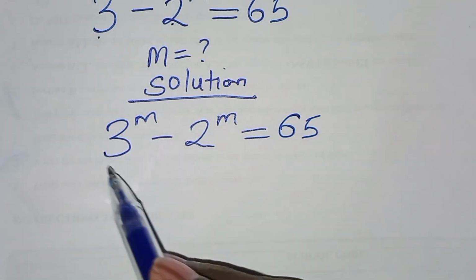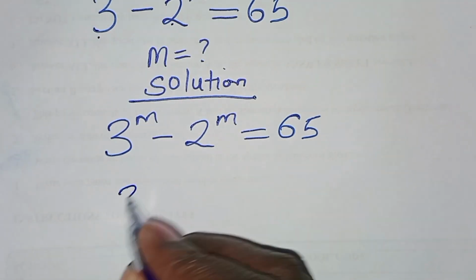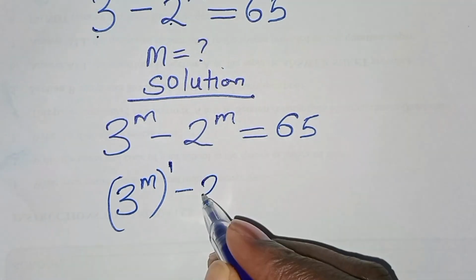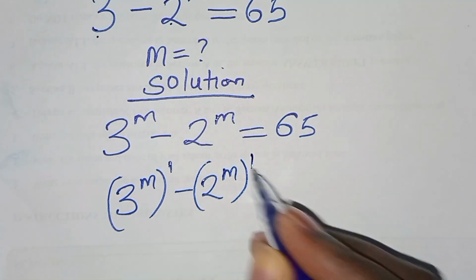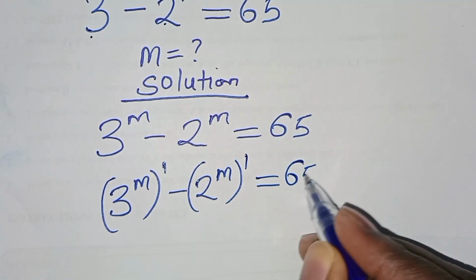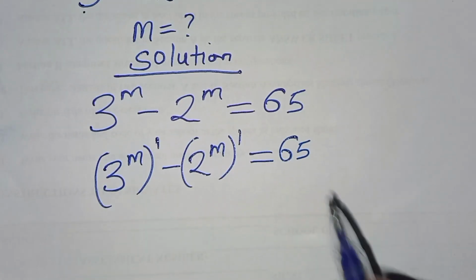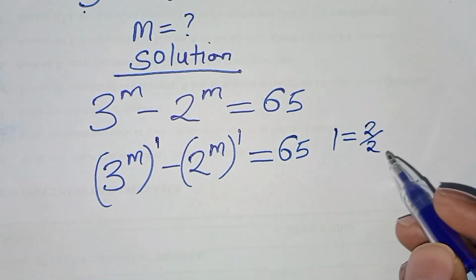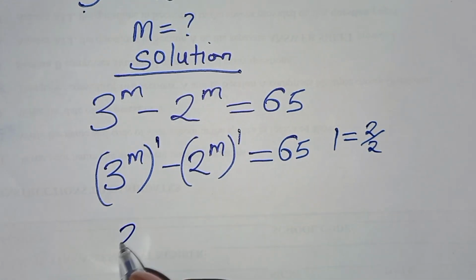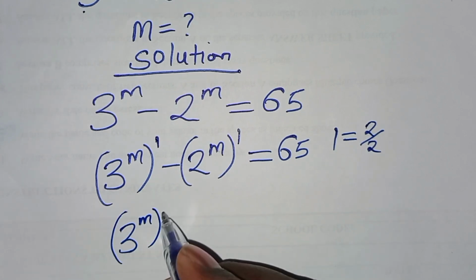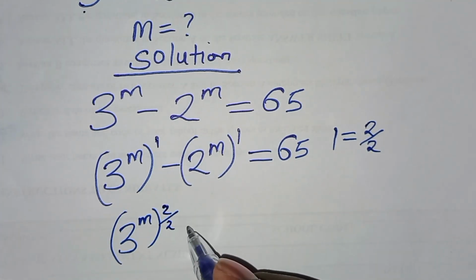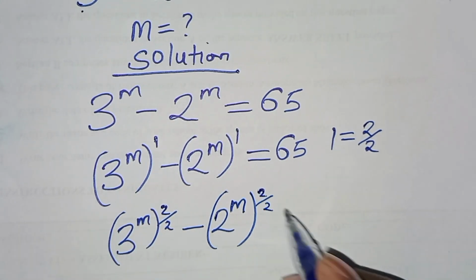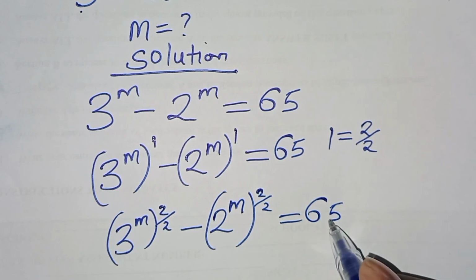Now we can express 3 to power m as 3 to power m raised to power 1, subtract 2 to power m raised to power 1. This is equal to 65. Now from here, we can express 1 as 2 divided by 2. Substituting this, we'll have 3 to power m raised to power 2 over 2, subtract 2 to power m raised to power 2 over 2. This is equal to 65.